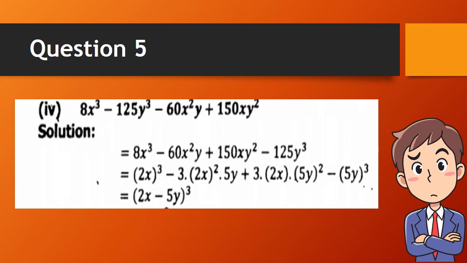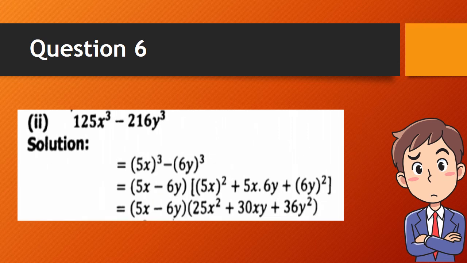Part number 4 is quite similar to part number 1. You have 8x cube minus 125y cube minus 60x square y plus 150xy square. So it will again complete the formula of (a minus b) whole cube or (a plus b) whole cube. You have guessed it by seeing the statement. So you have (2x) whole cube minus 3 into a square into b plus 3 into a b square minus b cube. So we have completed the formula of (a minus b) whole cube.